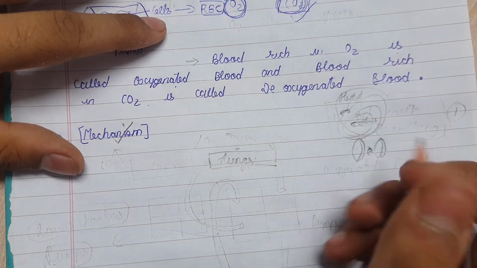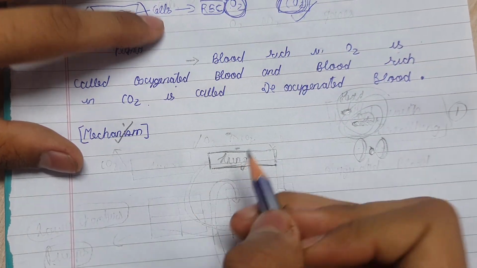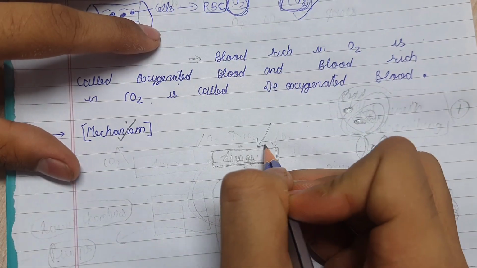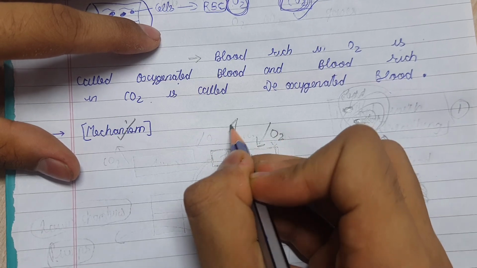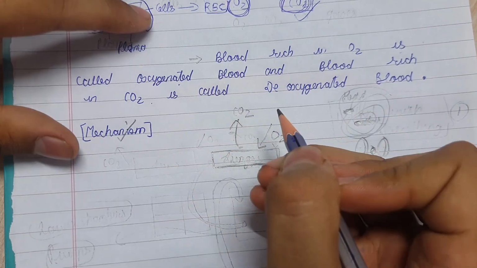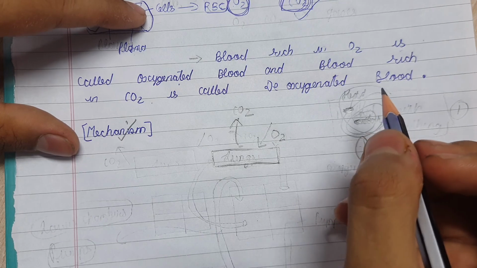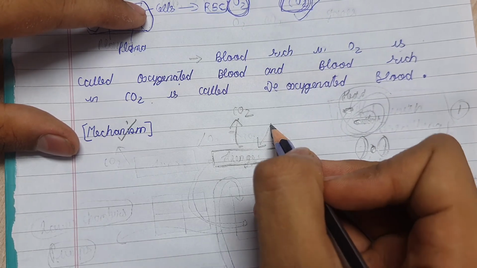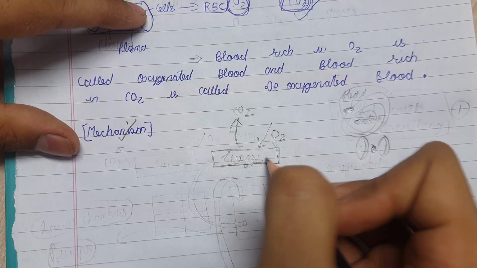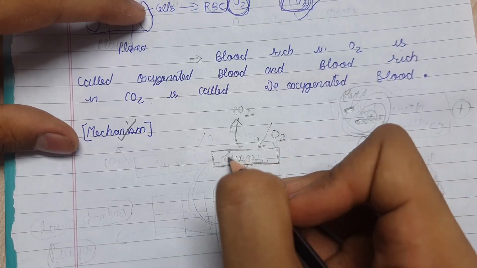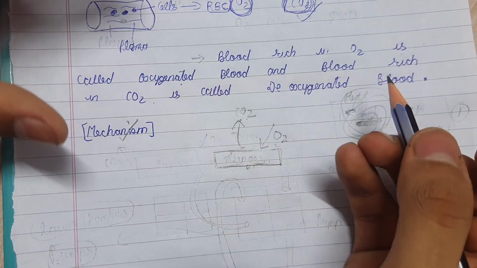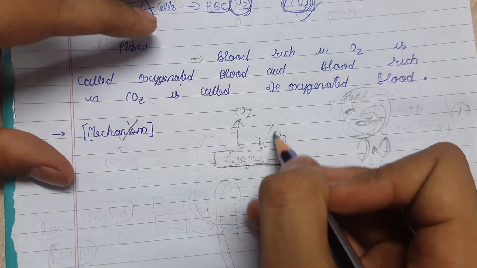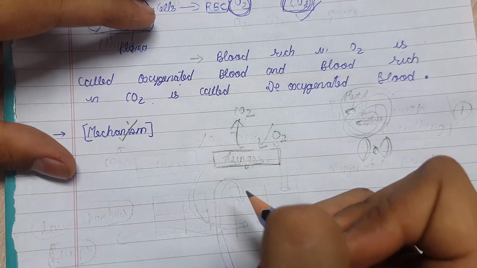Now coming back to our topic, this is the lungs. What does the lungs do? We all know that in the breathing procedure we take in oxygen gas and we remove carbon dioxide gas. This oxygen goes to the lungs, and the carbon dioxide which is removed into the atmosphere is also removed from the lungs. Now what will the lungs do with the oxygen they have taken?